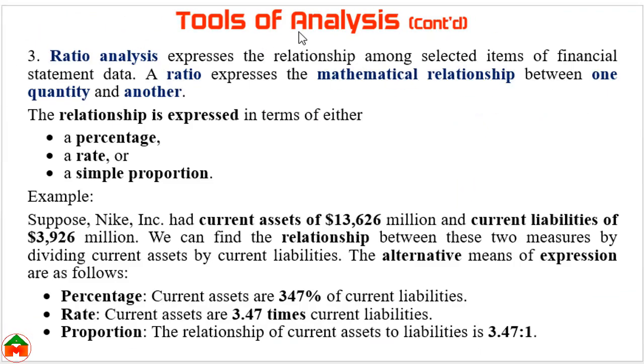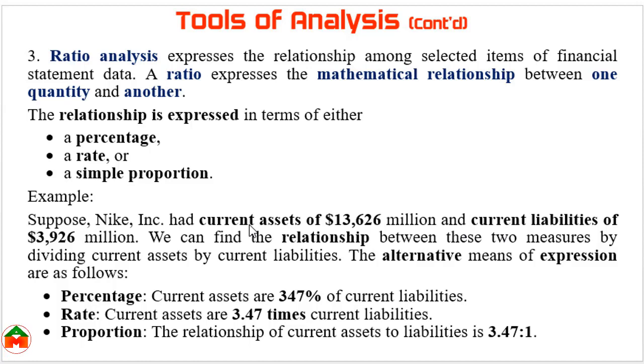The third tool of analysis is ratio analysis. This is a very important analysis for analyzing financial statement data. Ratio analysis expresses the mathematical relationship between one item and another item, or one quantity or amount with another quantity or amount. The relationship can be expressed as a percentage, a rate, times, or a simple proportion.